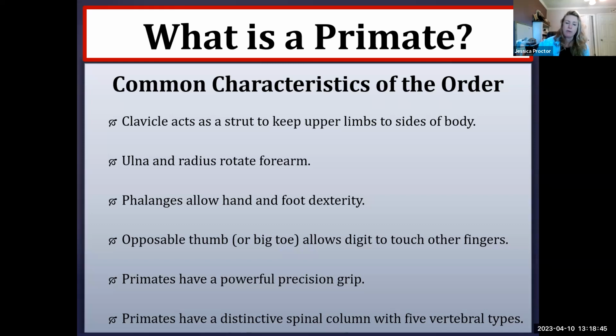Primates also have a powerful precision grip. And primates have a distinctive spinal column with 5 different vertebrae types. And I'll show you a picture of that here in just a moment.